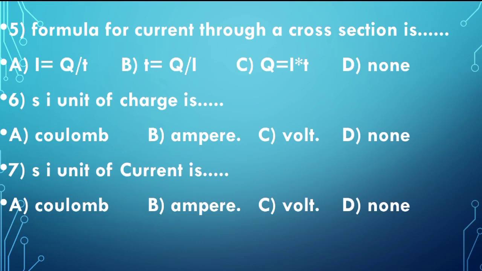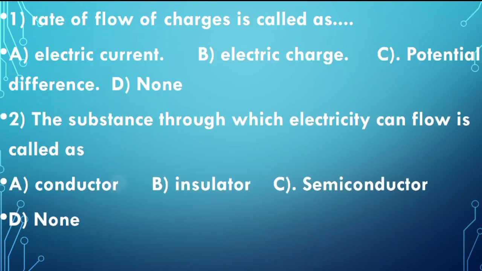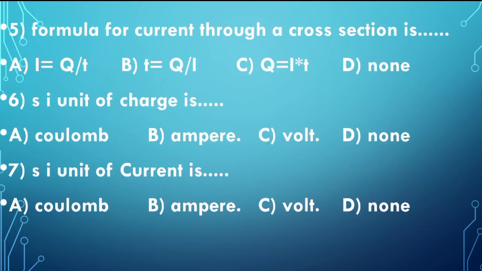Formula for current through a cross section. If they are asking to find the current, what will be the formula? I think you know the definition of current: the rate of flow of charges in a unit time. In the first question we learned that this is called electric current. So what is the formula to find the electric current? That is the same question they are asking here in the fifth question. The formula to find the current through a cross section will be, there will be four options.